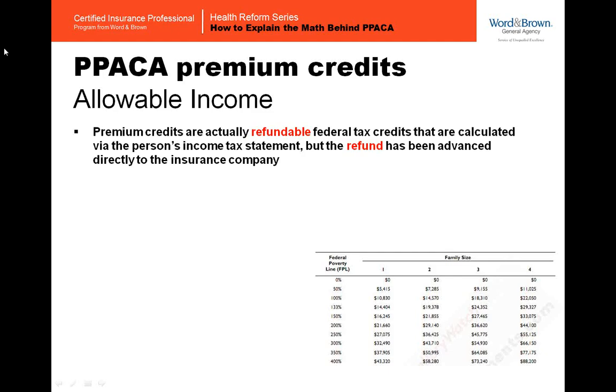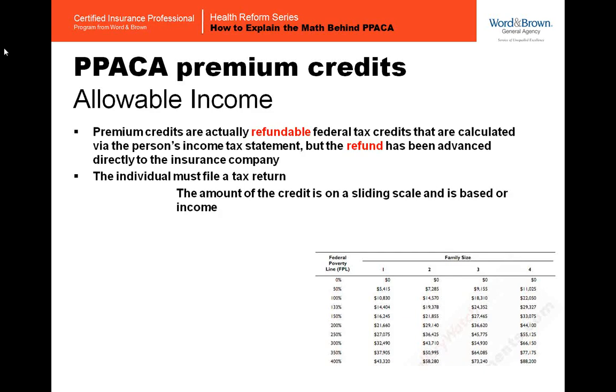Secondarily, because this is an advance on a refundable tax credit, if at the end of the year, when the guy fills out his actual tax return, it turns out that he was not eligible for that tax credit that got paid in his name, he will owe the government that money. Obviously, this means that the individual must file a tax return. That's going to cause some complications for some folks, particularly undocumented workers and other individuals who may not exactly be playing fair and square with their tax returns.